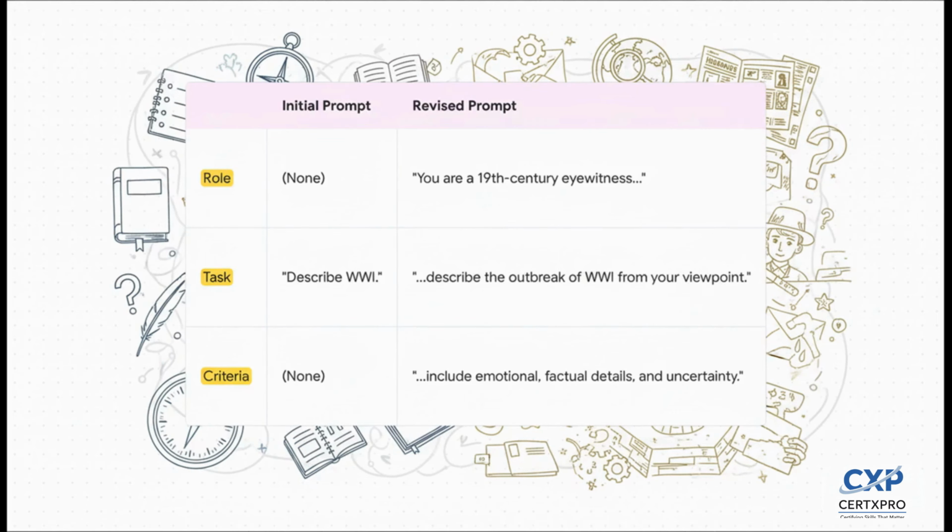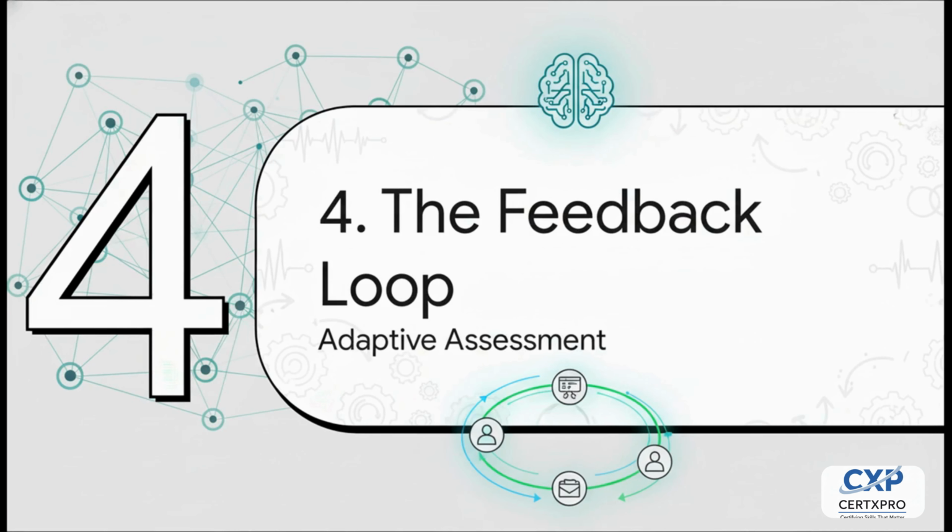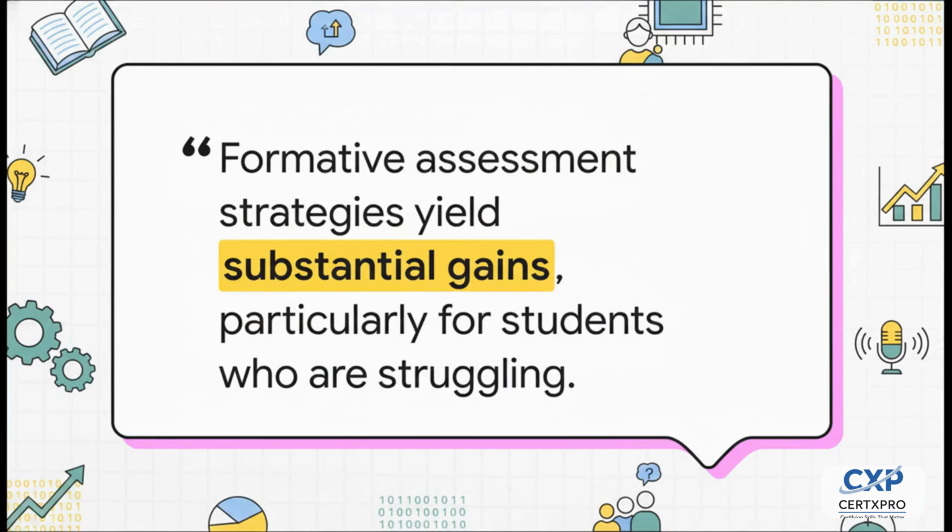Okay, so we've got this great activity, but how do we know if students are actually learning from it, in the moment? That brings us to the feedback loop and using AI for assessment. The goal here is to shift to what's called formative assessment. It's feedback for learning, not just feedback of learning.